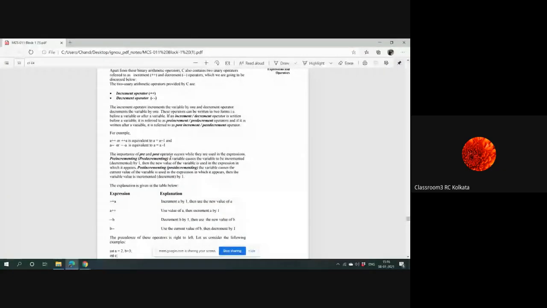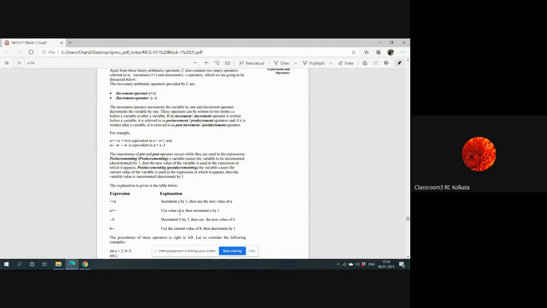Now, what is the difference between this plus plus sign after a and plus plus sign before a? These are called the postfix operator, and this is called the prefix. So it is the postfix increment, it is the prefix increment, it is the postfix decrement, it is the prefix decrement. Increment means if I write a plus plus, then whatever the previous value of a, it will be incremented by 1. And if I write a minus minus or minus minus a, whatever the value of a, it will be decremented by 1.